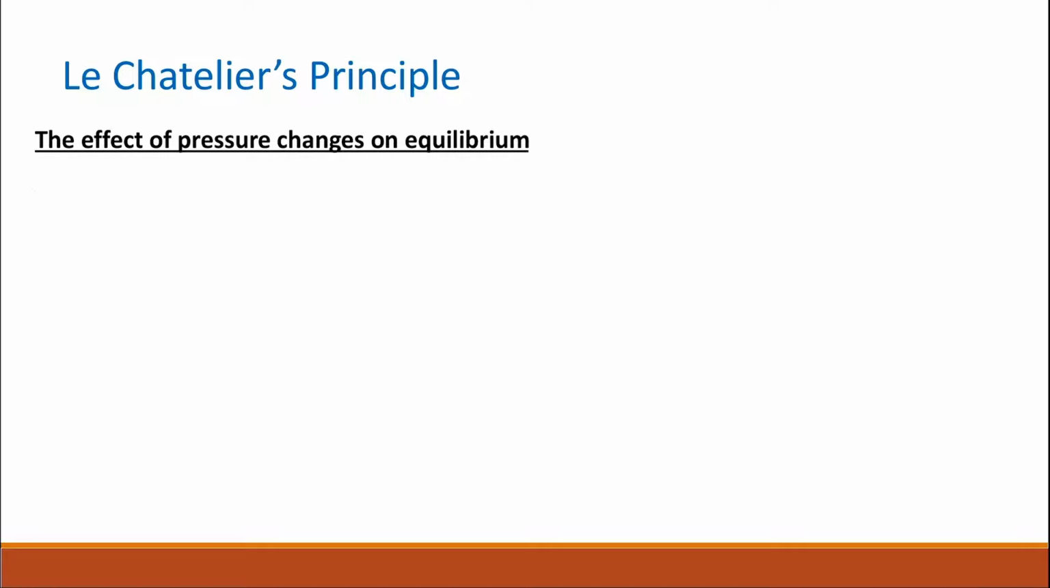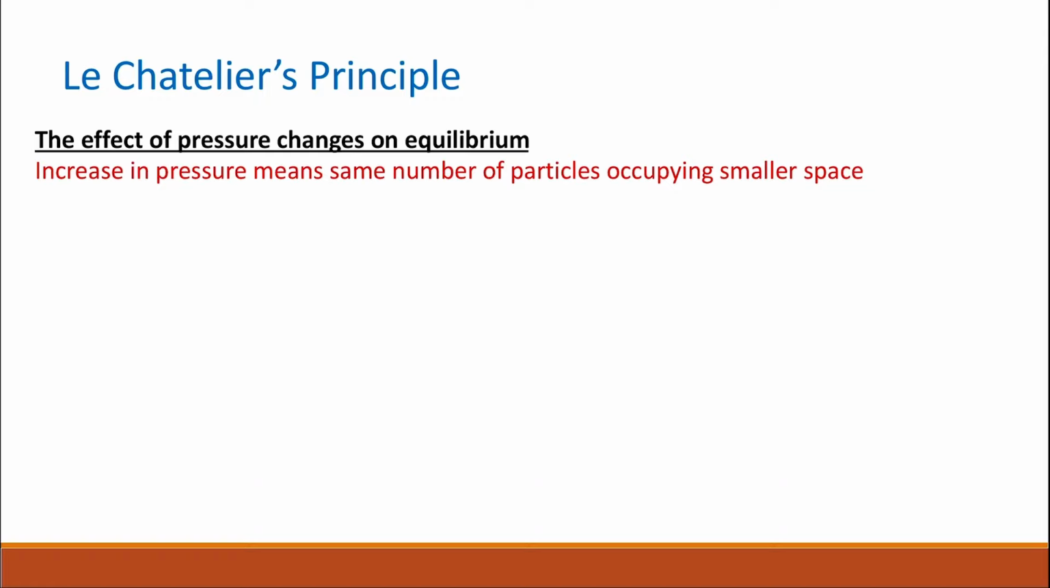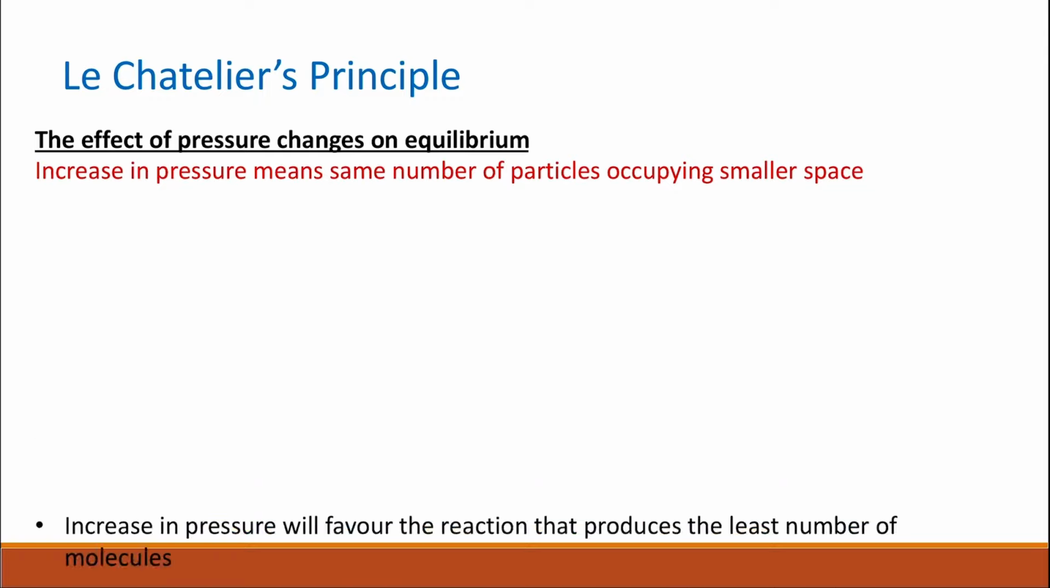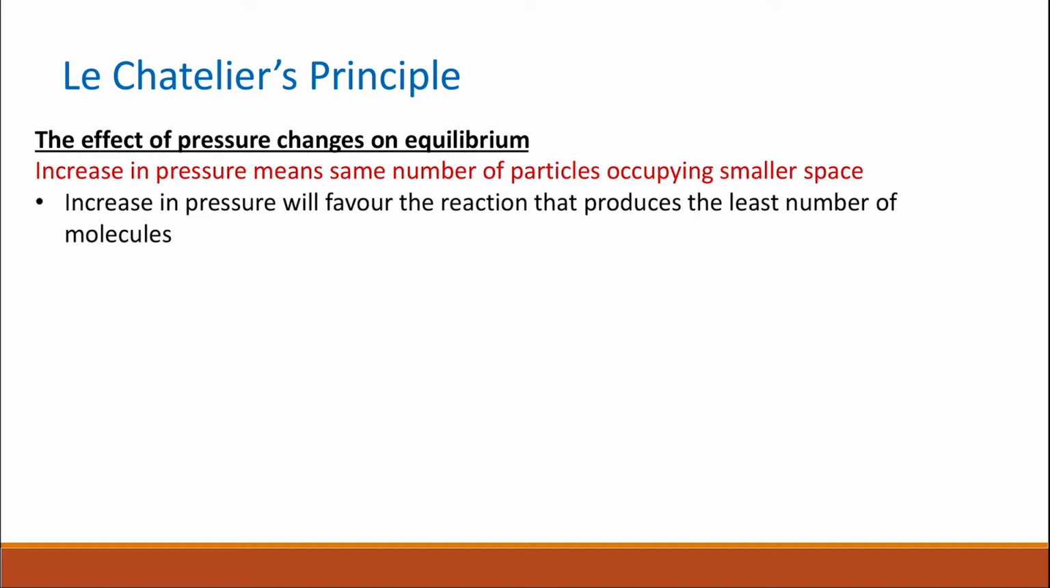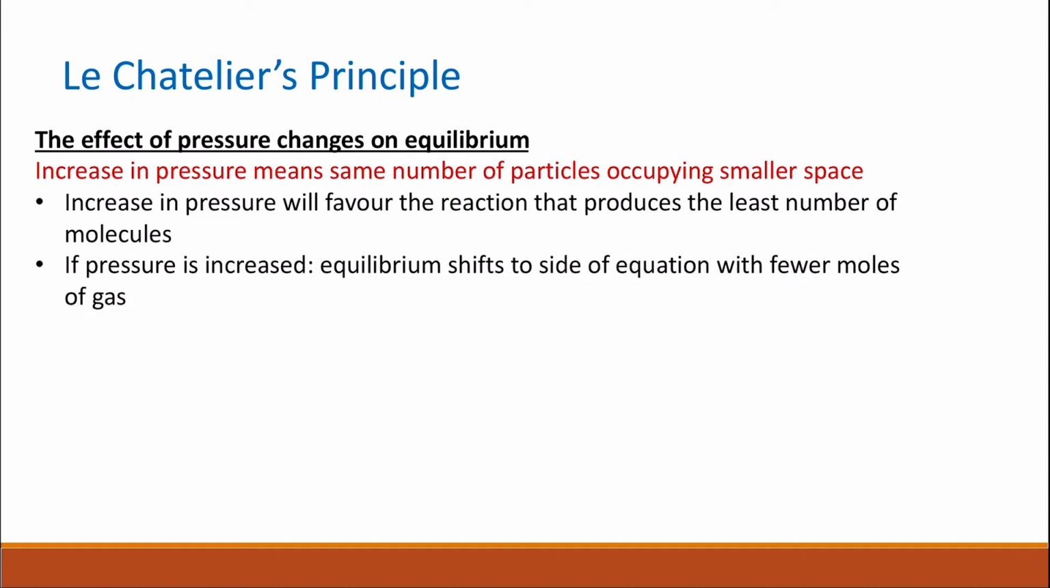And finally, the effect of pressure change on equilibrium. An increase in pressure means that we have the same number of particles occupying a smaller space, and the increase in pressure will favor the reaction that produces the least number of molecules. So if we look at the following reaction, nitrogen reacts with hydrogen to give ammonia, you can see that on the left hand side, where the reactants are, there are 4 moles overall, and on the right hand side, which is the product, there are only 2 moles of ammonia.